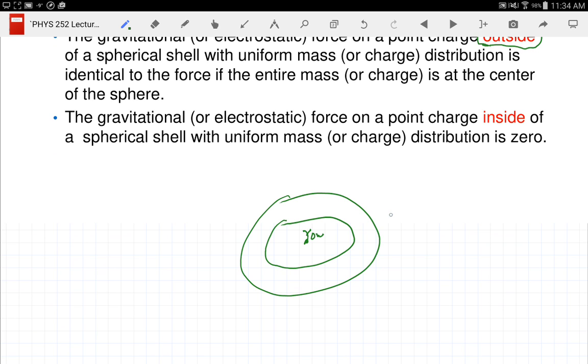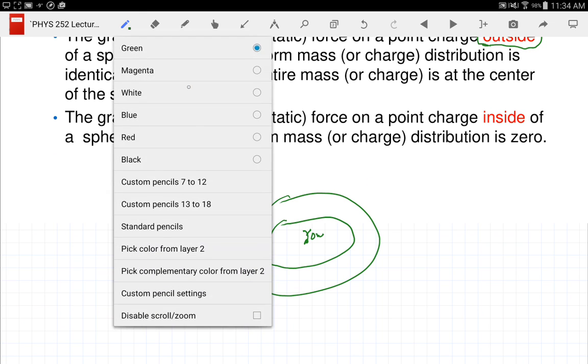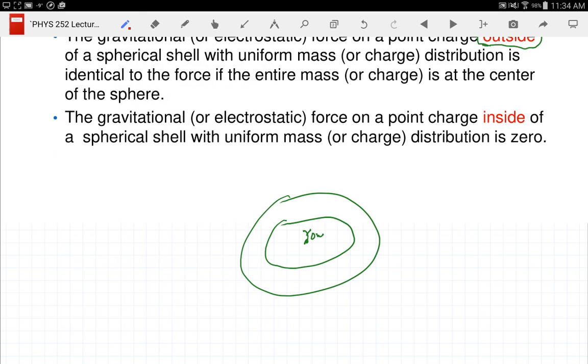And if instead of being inside, you move to being outside, then it would be exactly the same gravitational force as if all of the mass was at the center of the Earth. Does the idea here work for you?